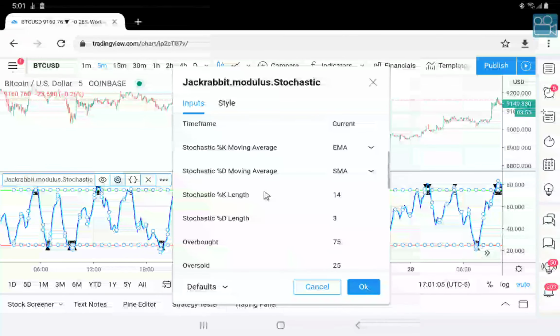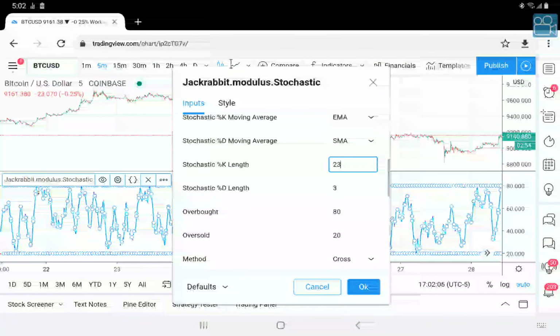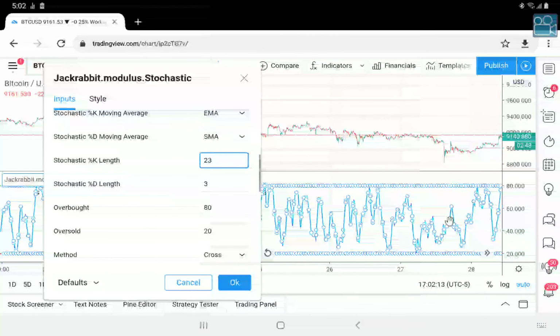Of course, you can play around with the different settings to find better combinations. These are the default settings. Well, let's put this back to default. So with the default settings, let's put this up to 23. Did you see it drastically reduces the signals?